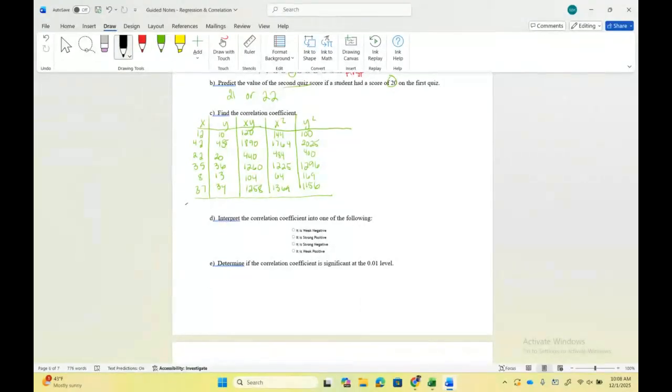All right, so the sum of X is 156, that's an X. The sum of Y, the sum of XY, the sum of X squared, and the sum of Y squared. All right. Now, R is that big formula.